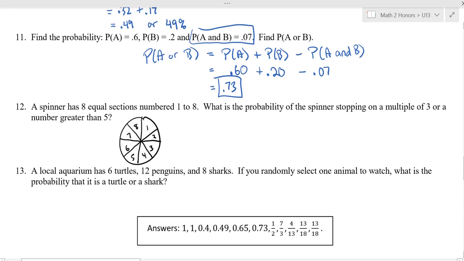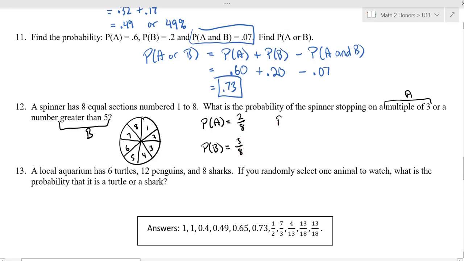And so the probability it stops on a multiple of 3, that's going to be my event A. Greater than 5 will be event B for me. And so what's the probability of A here? First of all, probability of A, multiple of 3. Well, multiples of 3 would be 3 or 6. So there's 2 out of 8. Now I'm not going to reduce it yet. Probability of B for me here, something greater than 5. So it could be a 6, a 7, or an 8. So it would be 3 out of 8.